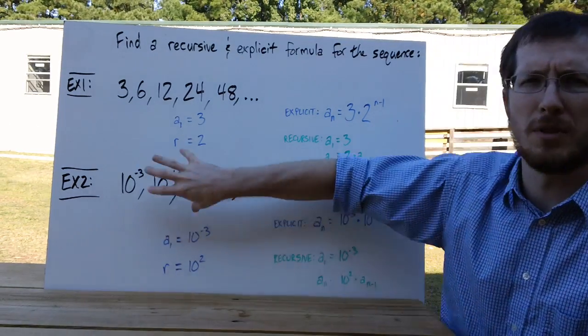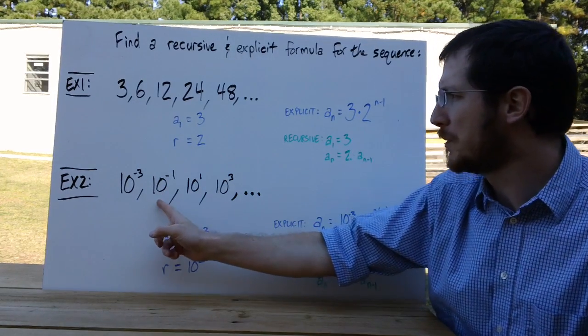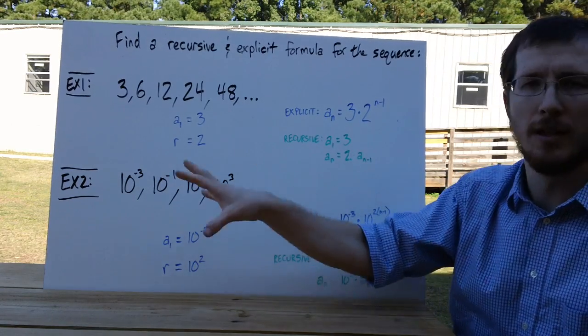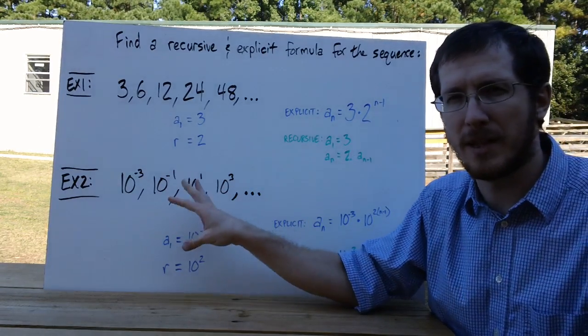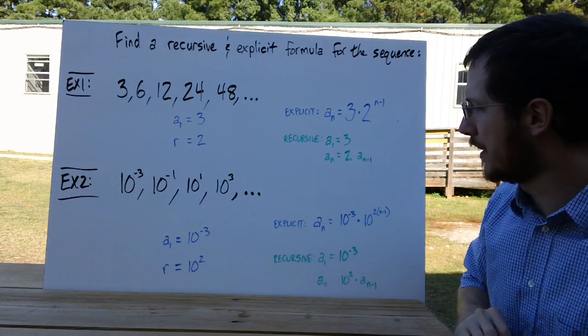You're welcome to rewrite these without exponents if it helps. Multiply this by 10 squared to get 10 to the 1st, 10 squared to get this. Remember, when we multiply two powers with the same base, we add the exponents. All right, so common ratio is 10 squared.